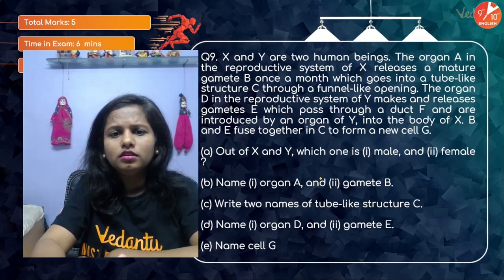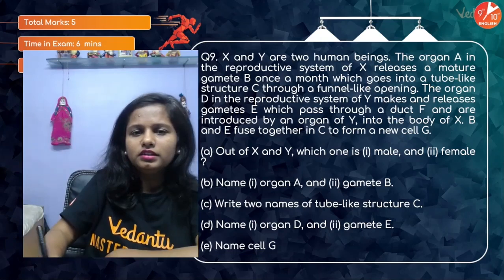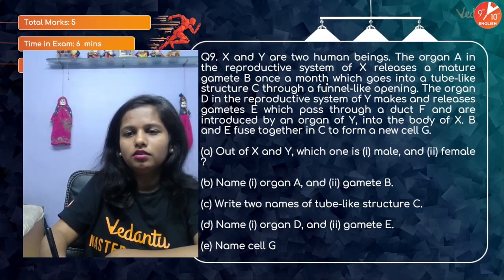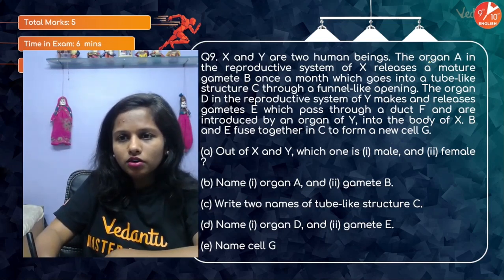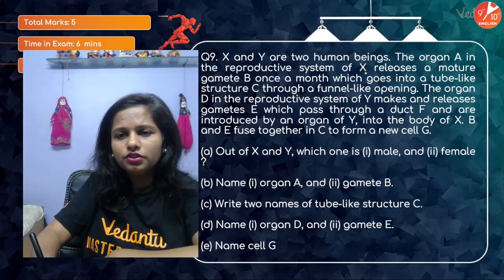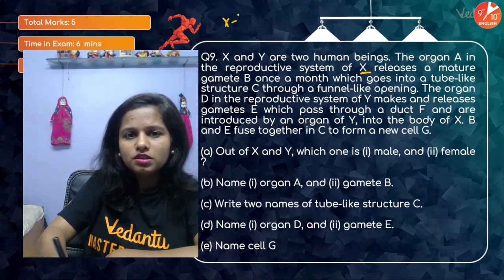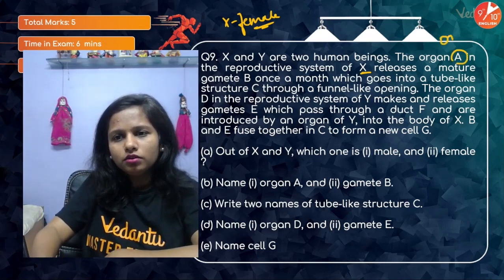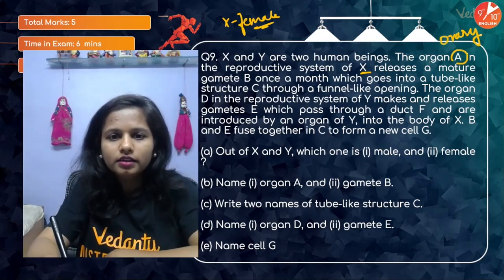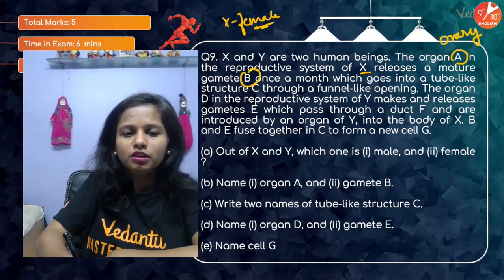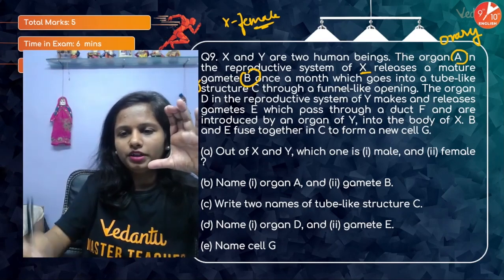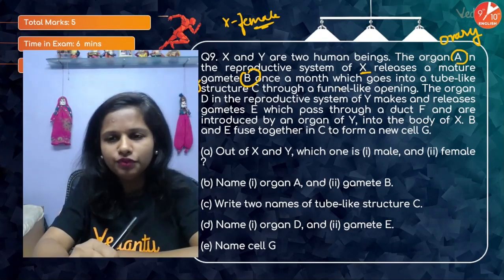Then, X and Y are 2 human beings. Organ A in the reproductive system of X releases a mature gamete B once in a month. So X means a female body. Organ A will be the ovary. It produces the mature gamete B, which will be the egg. It goes through a funnel-like opening, entering through the infundibulum of the fallopian tubes.